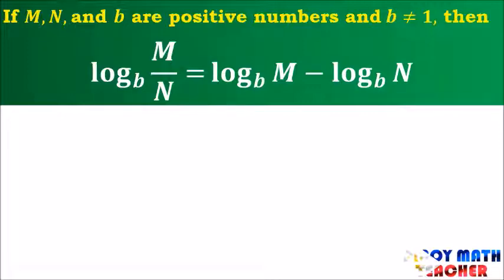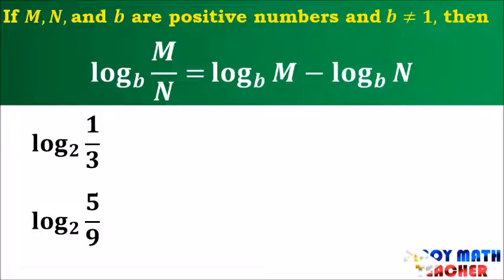Narito ang ilang examples. So, given, logarithm of 1 over 3 with base 2. So, pwede natin itong i-expand as logarithm of 1 with base 2 minus logarithm of 3 with base 2. So, naka-minus yung logarithm of 3 with base 2. So, yan ay dahil yung 3 doon sa argument natin ay nandoon sa denominator.